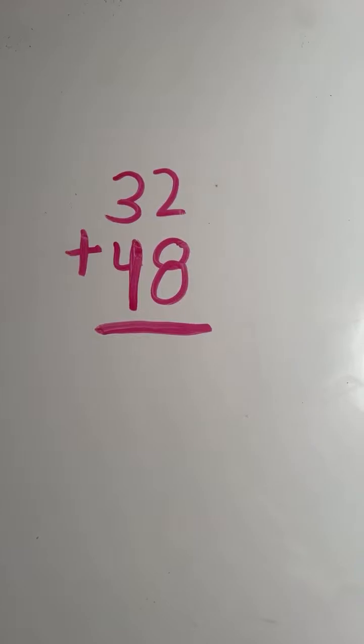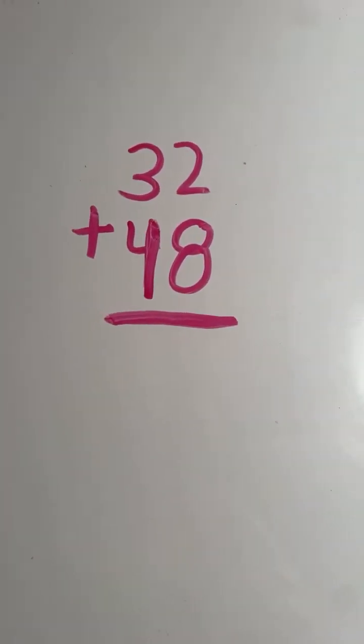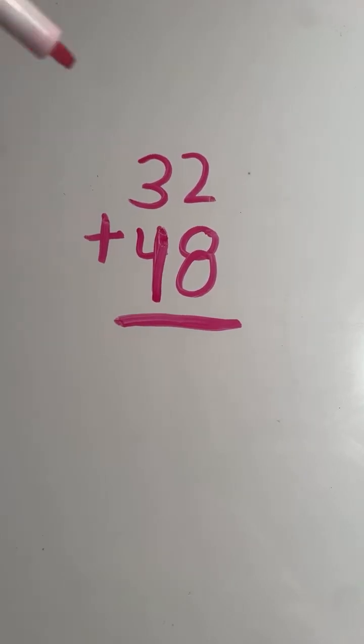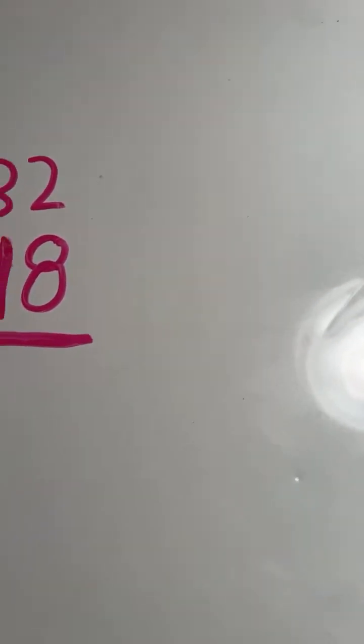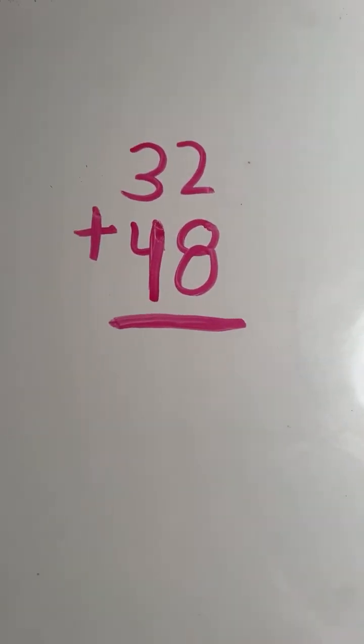Now, in this model, how to solve an addition problem that requires regrouping. So we're going to add 2 plus 8 first, and then we're going to add 3 plus 4. So 2 plus 8 equals 10.